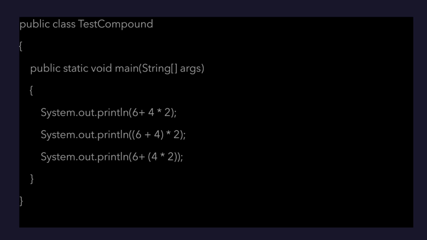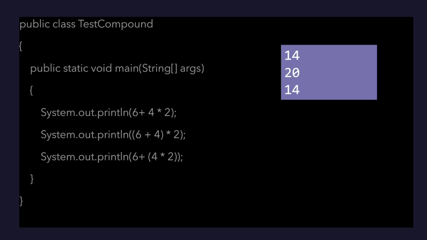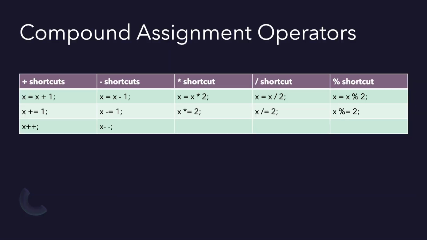So pause the video and try to figure out what the code here would result in. The results would be 14, 20, 14, and that's because 6 plus 4 would be 10, and then 10 times 2 would be 20, and then here we do the 4 times 2 first, so that would be 8 plus 6, and that would equal 14. Next we have the compound assignment operators, and these are just shortcuts, so you can pause the video and check it out.